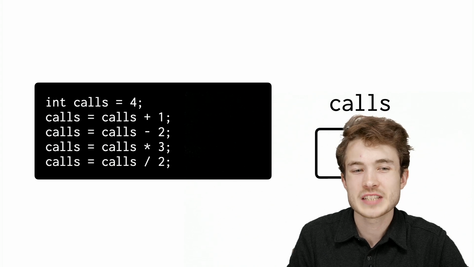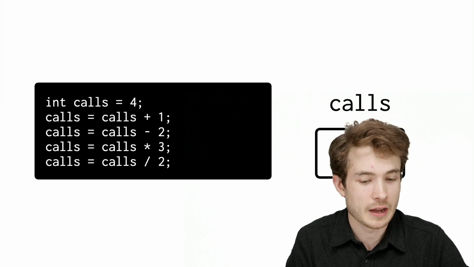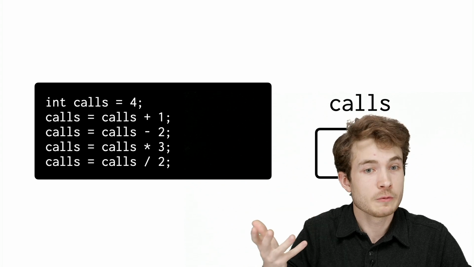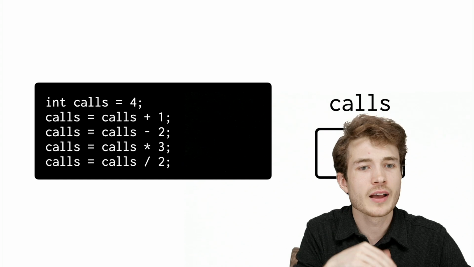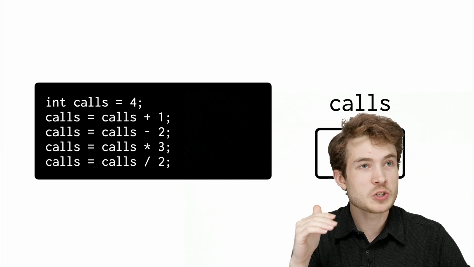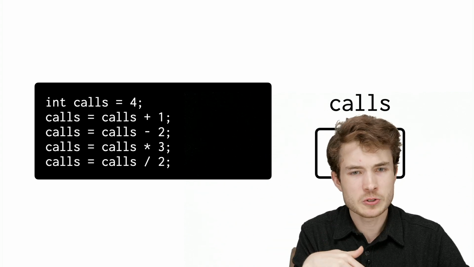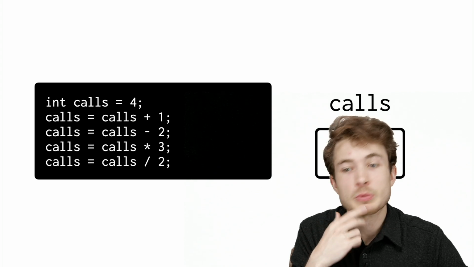So let's walk through this step by step. We have calls first being 4. We'll add 1, which makes it 5. Subtract 2, which makes it 3. Multiply that by 3, which is now 9, because 3 times 3 is 9. And divide 9 now by 2. And technically, if you were doing it in your own head, you might think, well, 9 divided by 2, that's 4.5. But actually, it'll be 4 in the end.